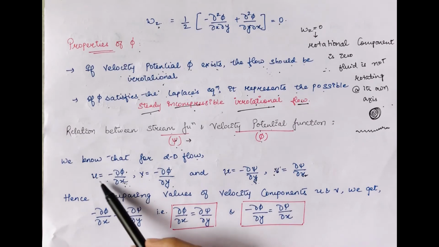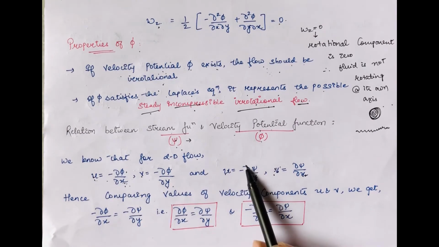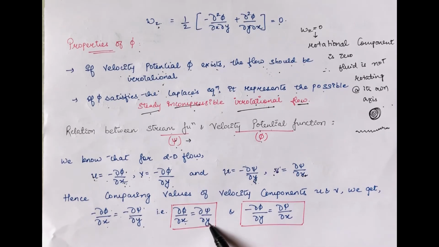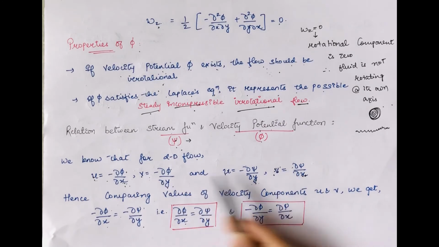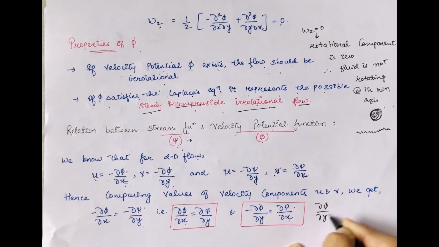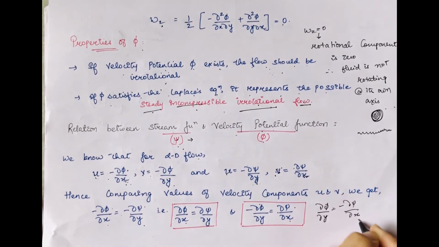So now comparing the values of u for stream function and velocity potential function, as well as v, we get minus del phi by del x is equal to minus del psi by del y, that is, del phi by del x is equal to del psi by del y. And comparing the values of v, minus del phi by del y is equal to del psi by del x, or you can also write del phi by del y is equal to minus del psi by del x.